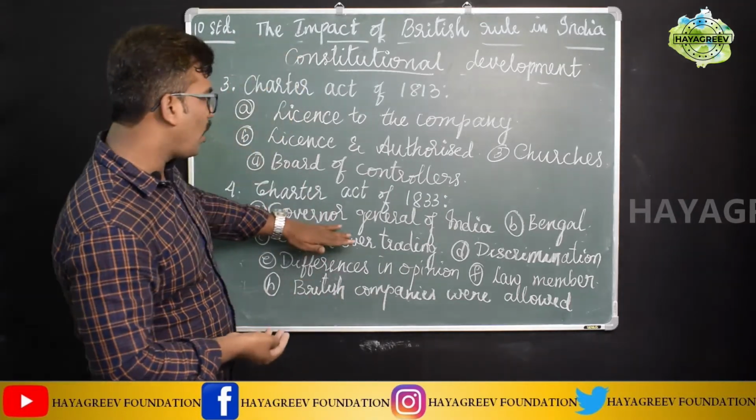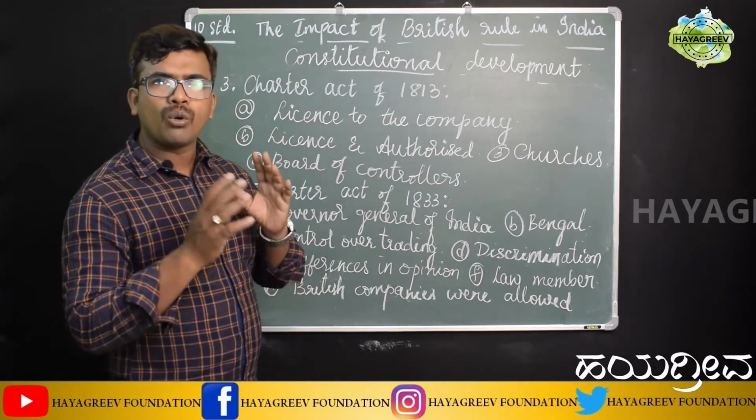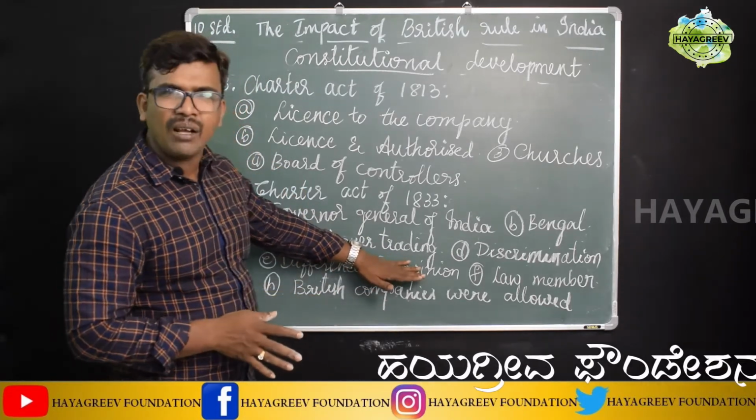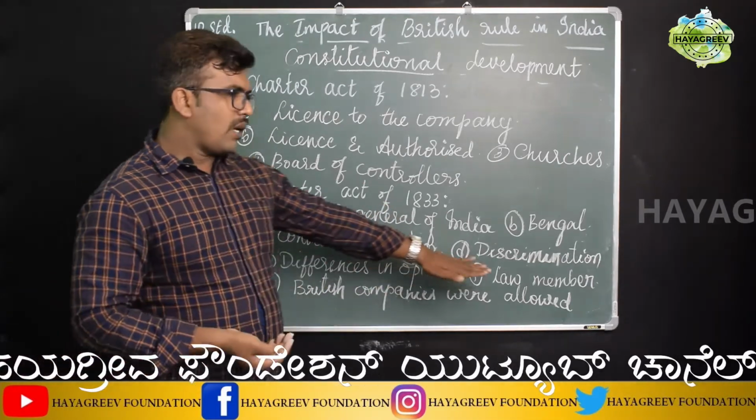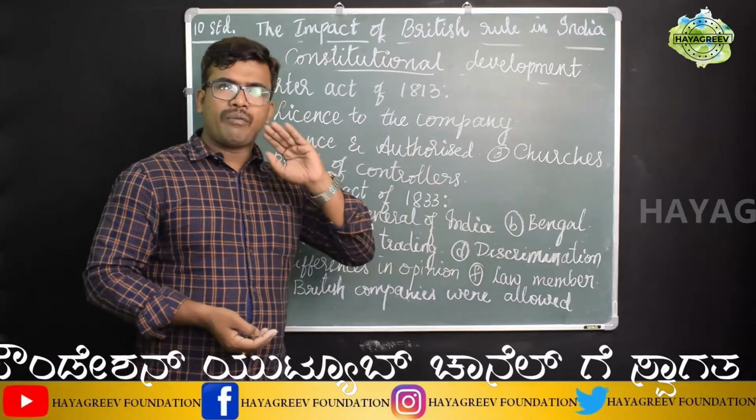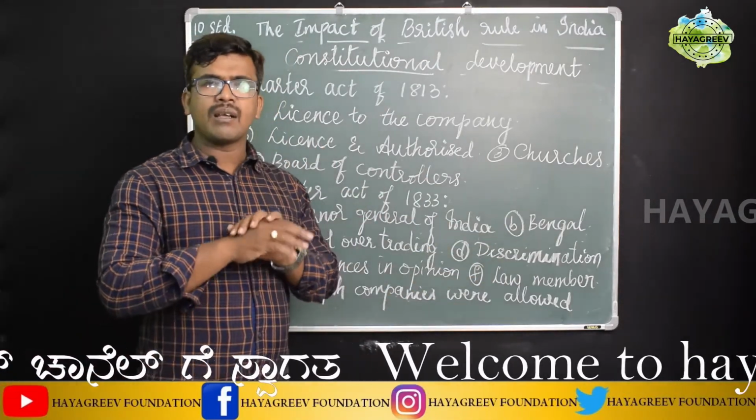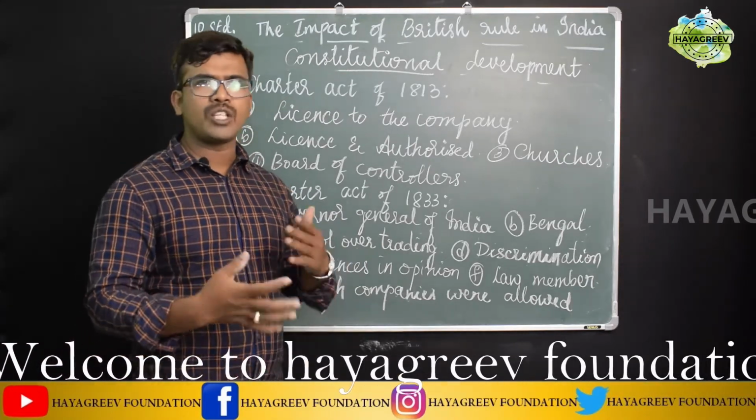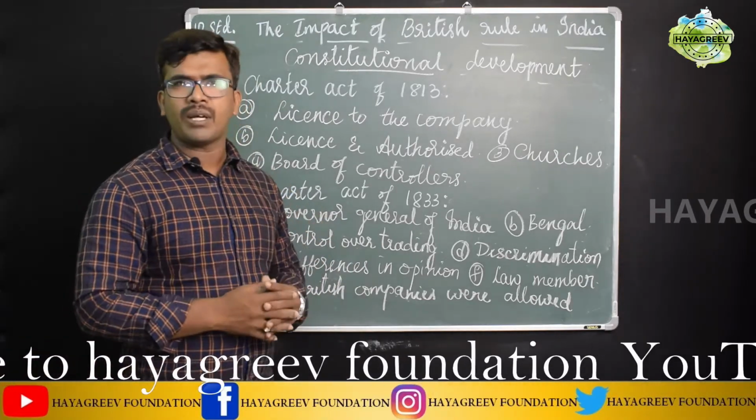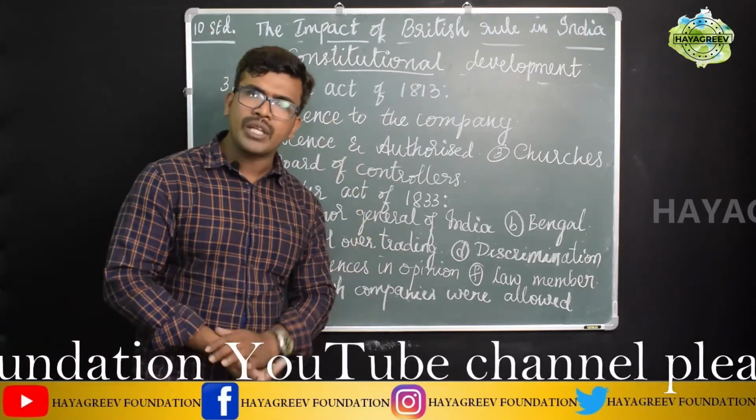And also the Governor General of India had the ultimate power to control the trading of the English East India Company. And then one of the major features of this act is that it banned all kinds of discrimination on the basis of color, rich, or poor. Such discrimination was banned by this act in the administration.